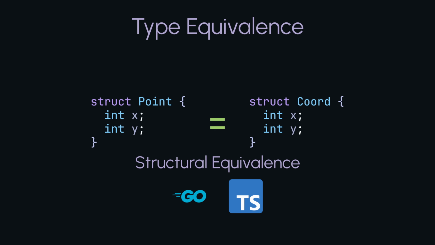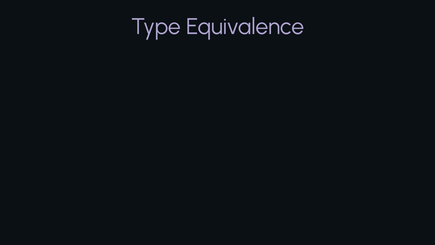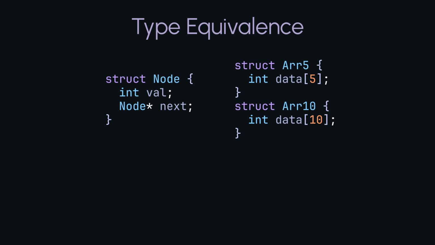The second is structural equivalence, also called structural typing. Here, two types are the same if they have the same structure, so the same fields with the same types. Some definitions also require the same order, but in practice most structurally typed languages like Go interfaces and TypeScript don't. But both approaches have their quirks. With structural typing, things like recursive structs or array length can make equivalence checks surprisingly tricky.